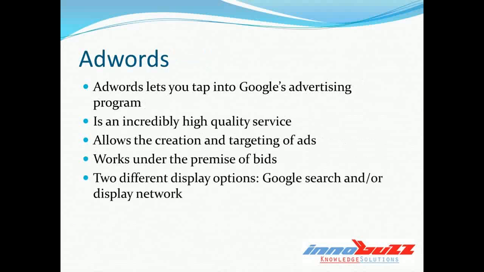Let's talk about Google AdWords. Google AdWords lets you tap into Google's advertising program. It is an incredibly high quality service. It allows the creation and targeting of ads. It works under the premise of a bidding system, which we're going to talk about very shortly. There are two different display options, Google Search and the Display Network. If you're creating an ad, Google Search puts it on Google's actual search page. So if you type SEO and you see those yellow featured ads or featured products, that's Google Search. The Display Network gets into all of the people who use AdSense on their websites. So it's worth keeping in mind.